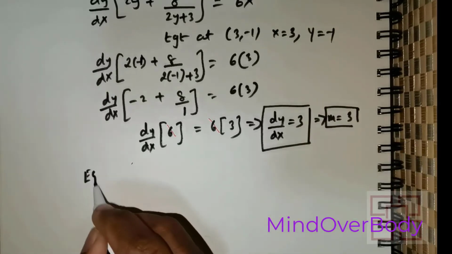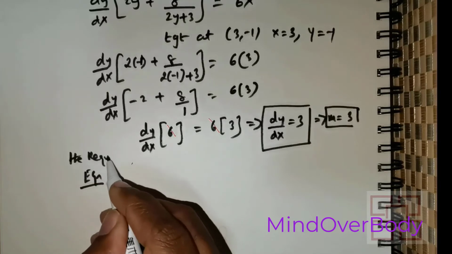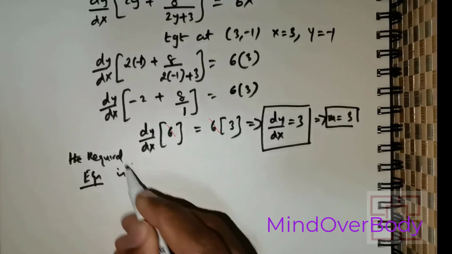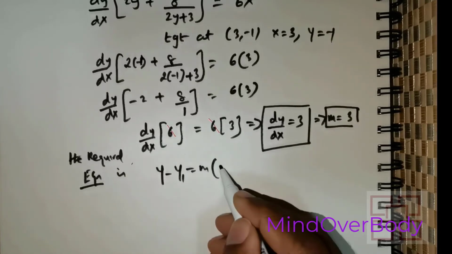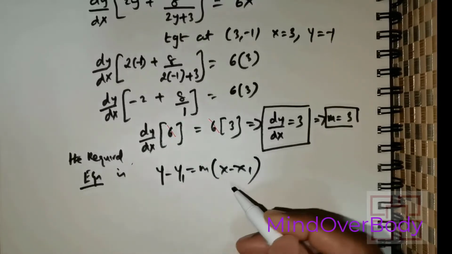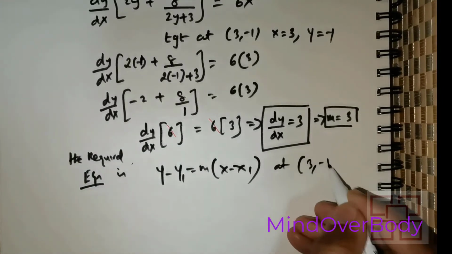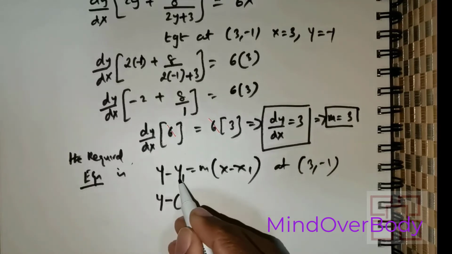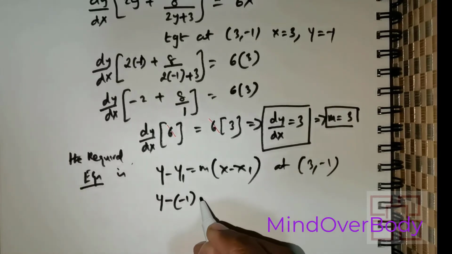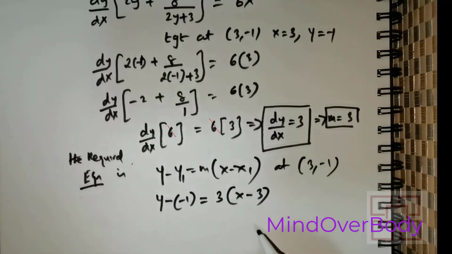Now the required equation can be written as follows. The required equation is y negative y1 is equal to m times x negative x1. Okay. Now at the point 3, negative 1, we need to get that. So that's going to be y negative of y1, which is negative 1, is equal to m, which is 3, times x negative of 3.